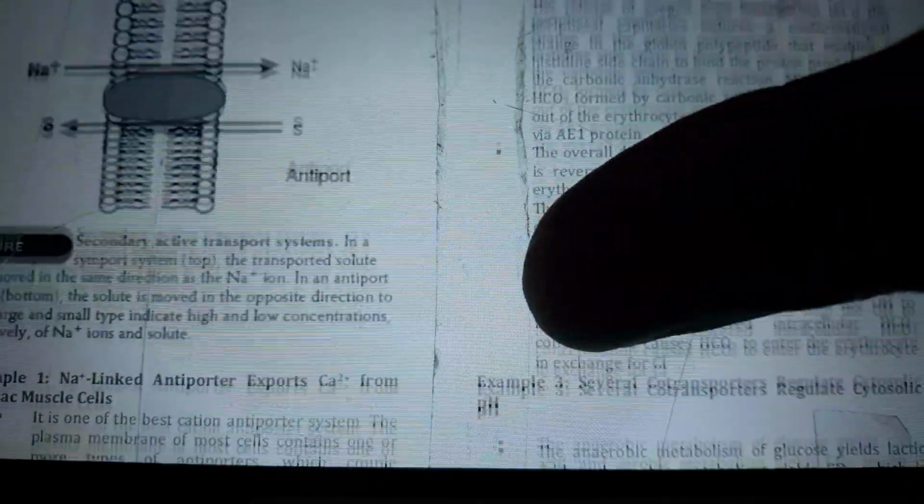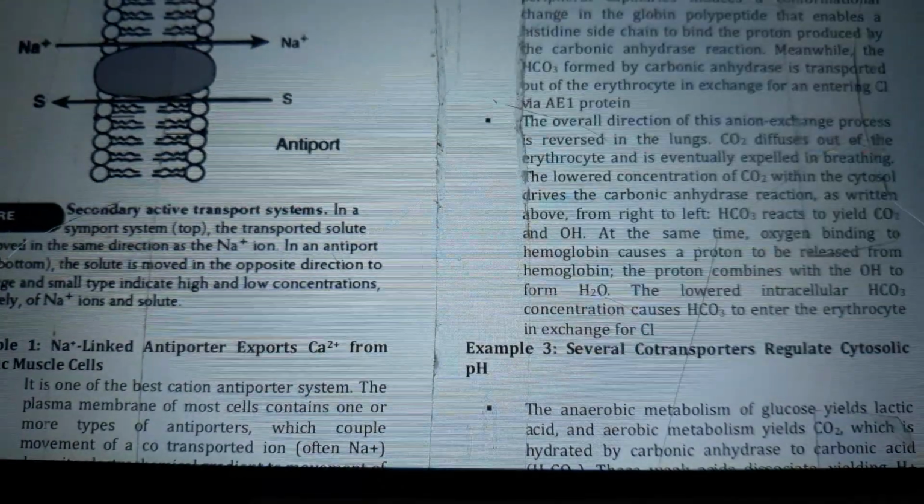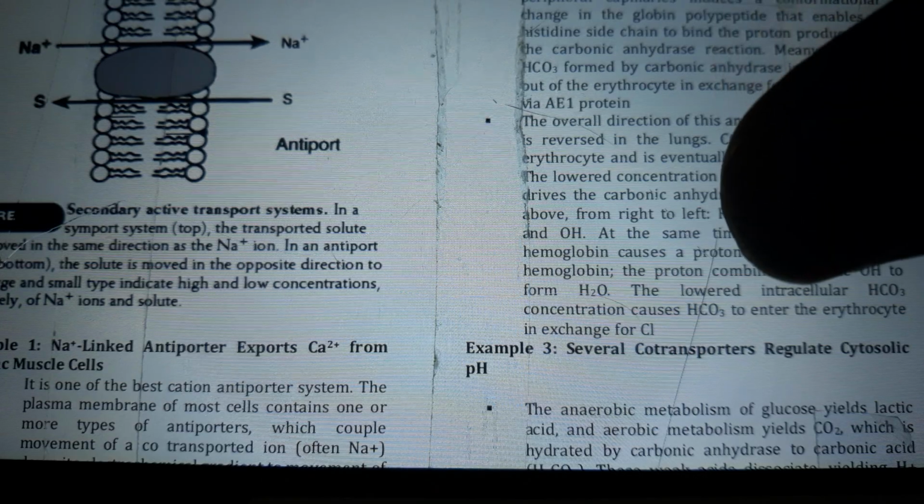This is a diagram of the secondary active transport system. In a symport system, top, the transported solute S is moved in the same direction as the sodium ion. In an antiport system, bottom, the solute is moved in the opposite direction to sodium. Large and small type indicate high and low concentrations respectively of sodium ions and solute.